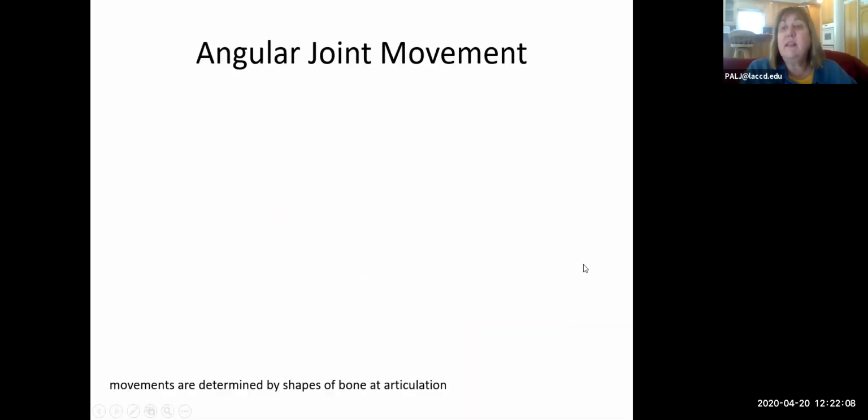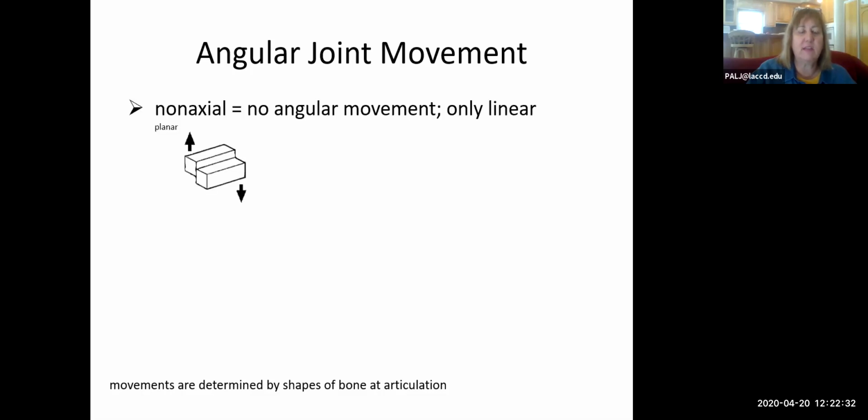Welcome back to this last video on articulations. I'm going to be talking about movements and some other things related to joints, but I want to take a moment just to revisit the angular joint movement because I don't think I gave it enough emphasis previously. Basically, the movement at a joint is determined by the shapes of the bones at that articulation.